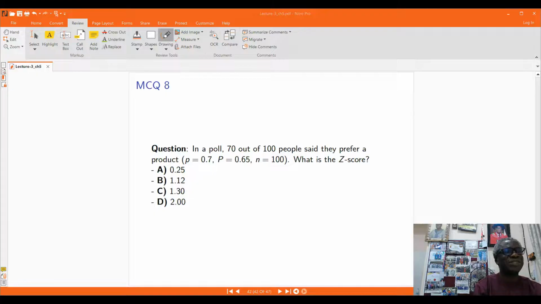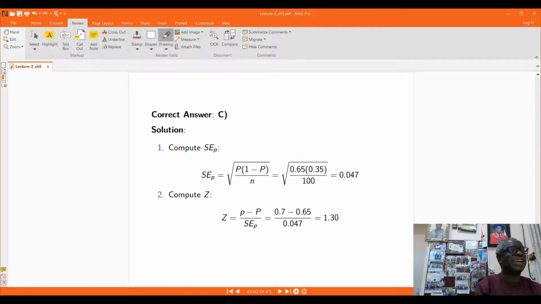That's great. So let's look at the answer to that. This is the way to calculate. First of all, you have to calculate the standard error, which is 0.047, and then you compute the Z score: the sample proportion 0.7 minus the population proportion 0.65, divided by the standard error. So you solve this, that gives you 1.3. So the correct answer is C.